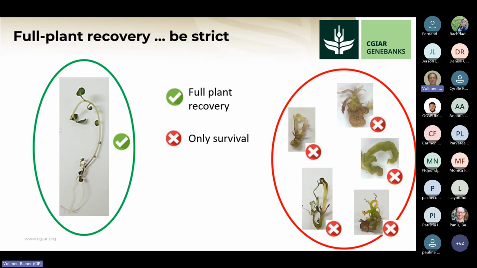This is very important. The only thing that matters is on the left. The right are nice pictures perhaps, but it doesn't mean anything. It's only survival. All decisions should be taken depending on the full plant recovery rate you get.